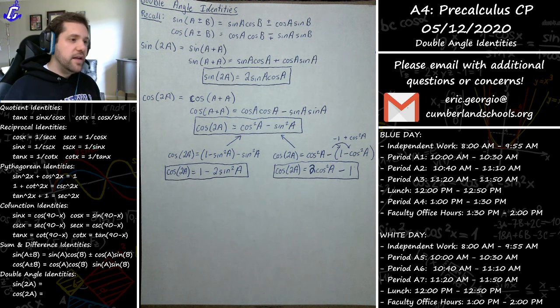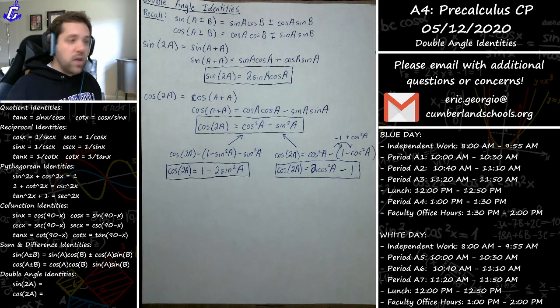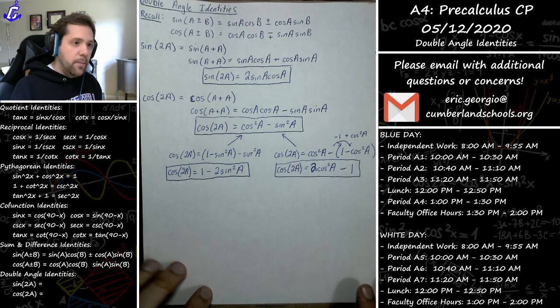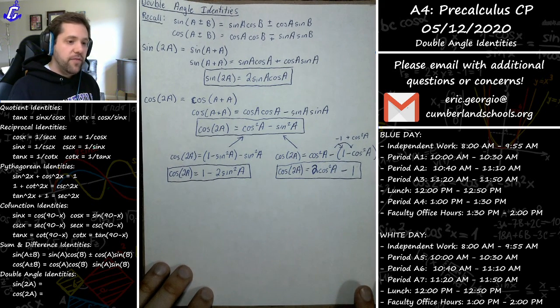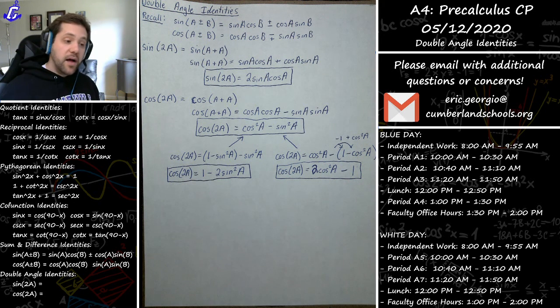So the cosine double angle identity actually has 3 variations that are all equivalent and all interchangeable, but it's important to recognize those 3 variations in case you see them, because it could just so happen that when doing some problems, this is sort of a preview to proofs, which will come next class, one of these variations will be beneficial versus the others. So it's important to identify which one. Any questions about how we got any of those formulas at all?